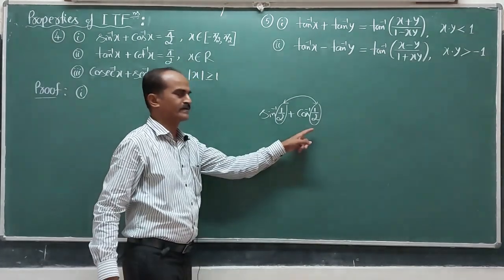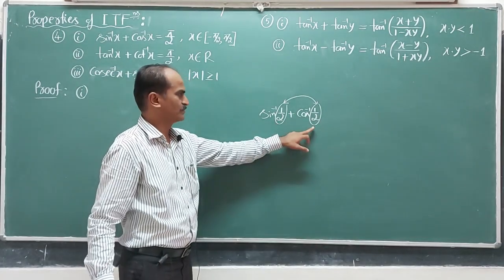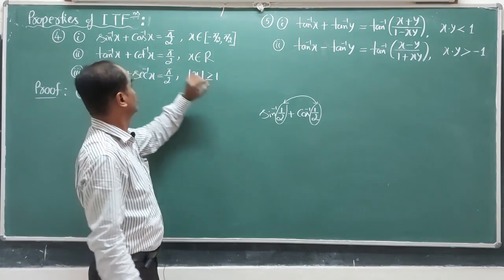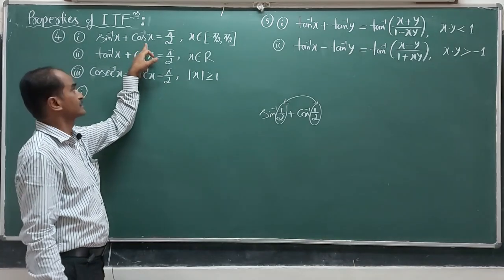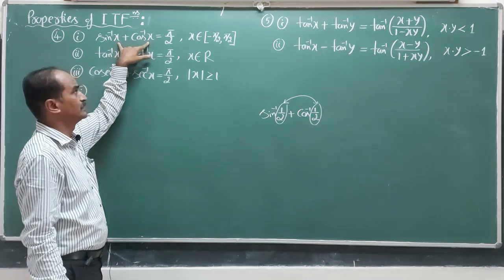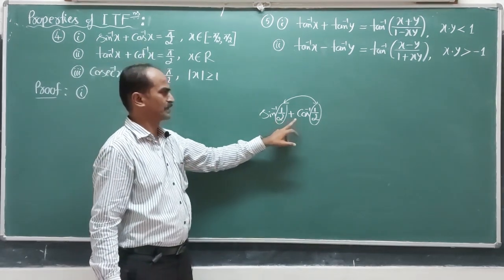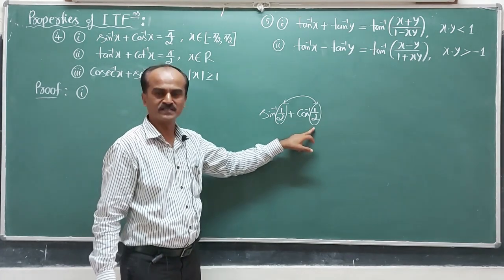Observe the arguments of both sin inverse and cos inverse. I have chosen the same number, that is 1 by 2. That is how in the property also, sin inverse x plus cos inverse x, this x must remain the same. That is very important. You cannot write sin inverse 1 by 2 plus cos inverse of 1 by 3. Now these two values will get changed.